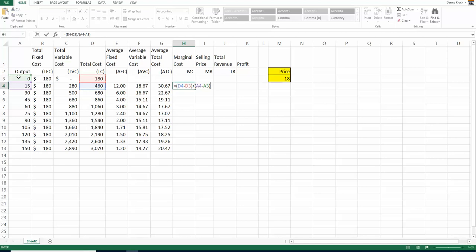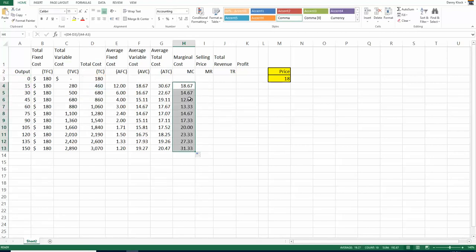So nothing's absolute here because we're just going to copy it down. So for the next one, it's going to be basically this 680 minus the 460 divided by the 30 minus the 15. So everything is in sync to copy down on this particular formula. Enter that in, and then I'm going to autofill it down. 2 clicks there, bang. There's my marginal cost, right? And of course, marginal cost goes down and then starts going up, right? There should be a nice curve to it.